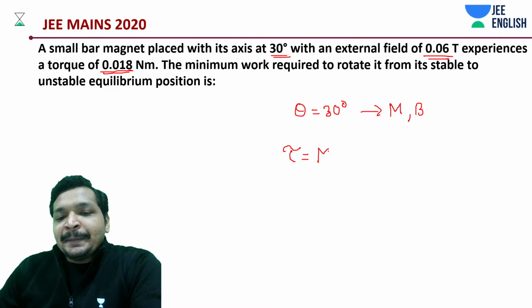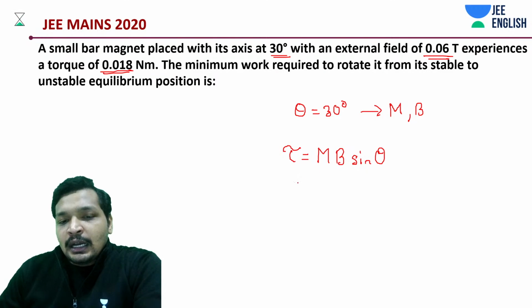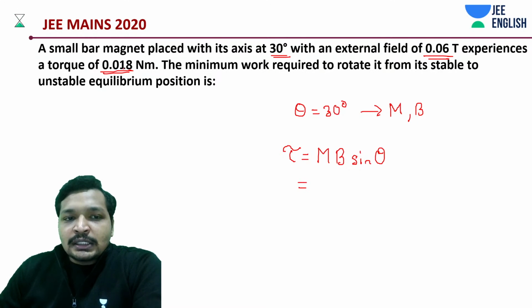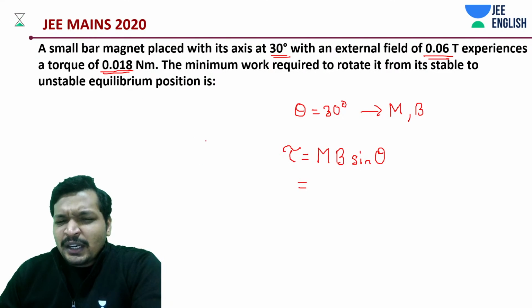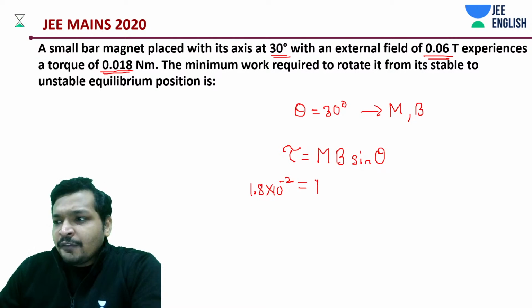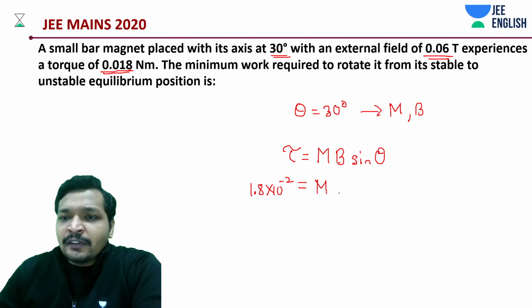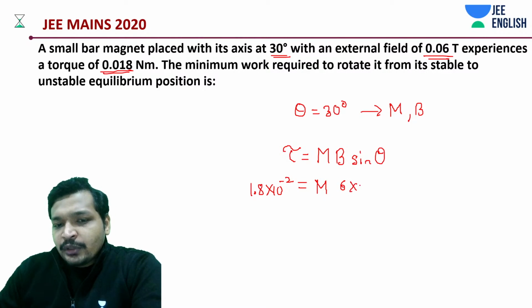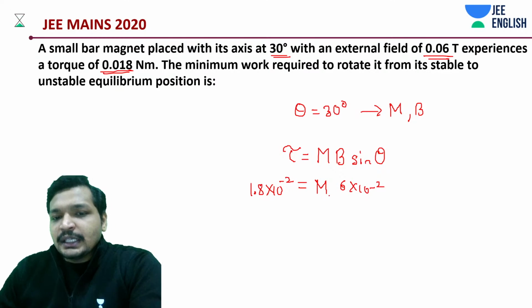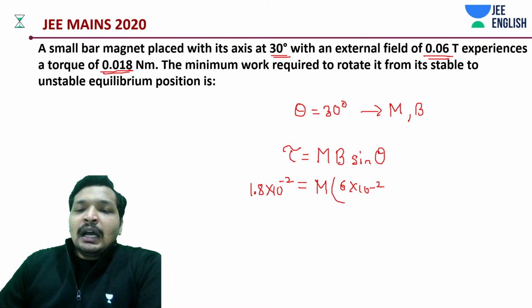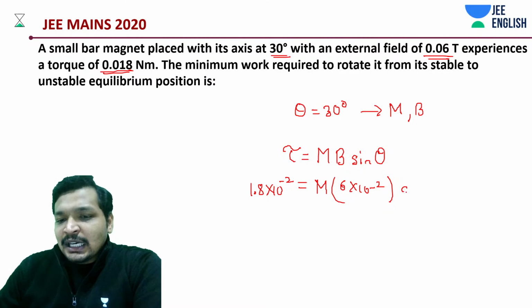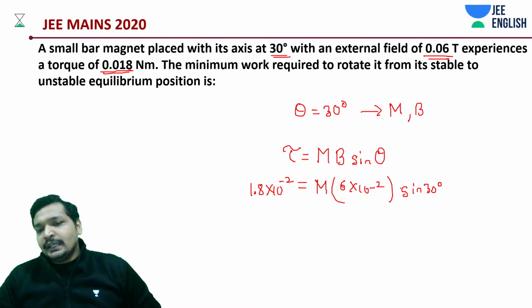So torque is mB sine theta. And how much is torque? 0.018. Let's write it down as 1.8 into 10 to the power minus 2, and we have m, and what is the value of B? 6 into 10 to the power minus 2. Wait, this is 18 into 10 to the power minus 3. And how much is sine of how much? 30 degrees, which is like half, right?